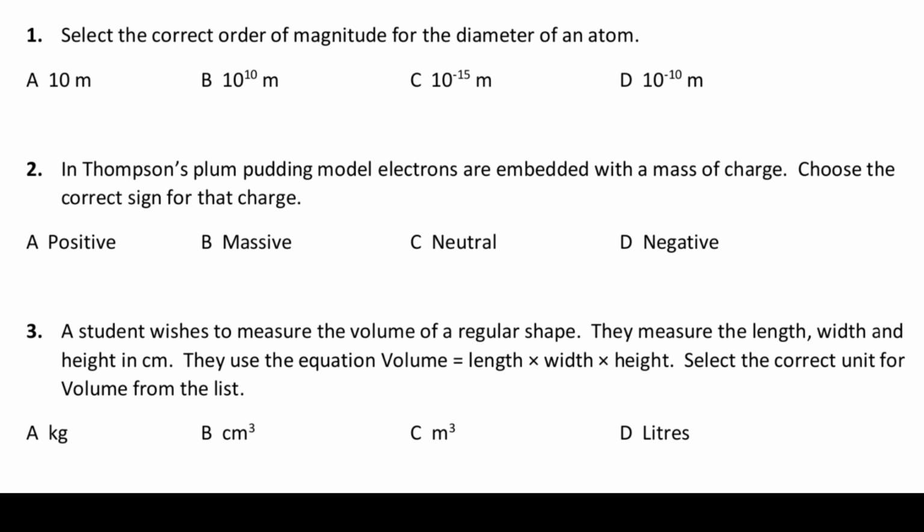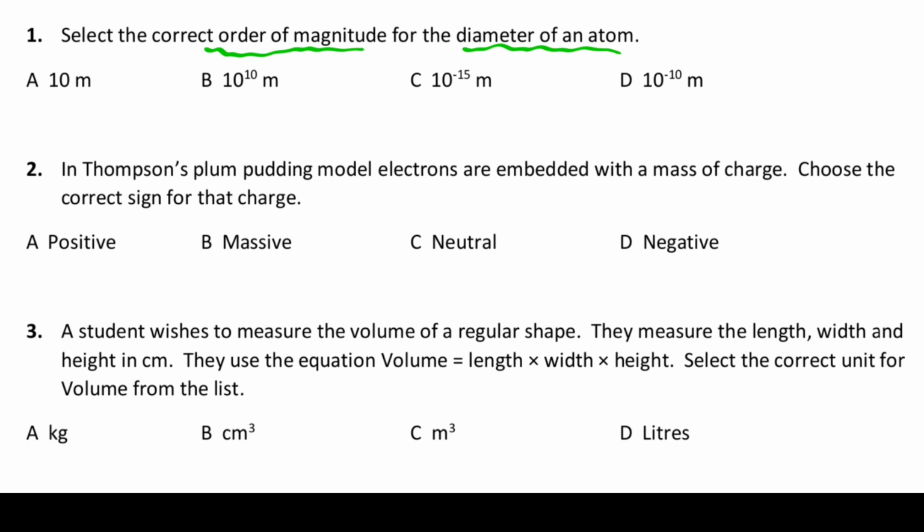So first one, select the correct order of magnitude. So that means like rough size, okay? And order of magnitude is like 10, 100, 1,000, or a tenth, a hundredth, whatever it is. And it's normally indicated by a power of 10. So you'll know powers of 10 from your maths when you use standard form. So the diameter of an atom, this is something that you're just going to need to memorize, okay?